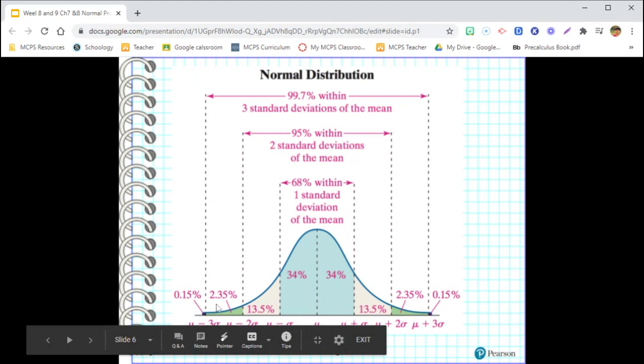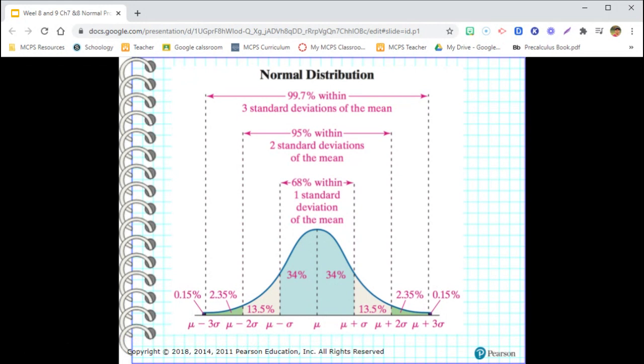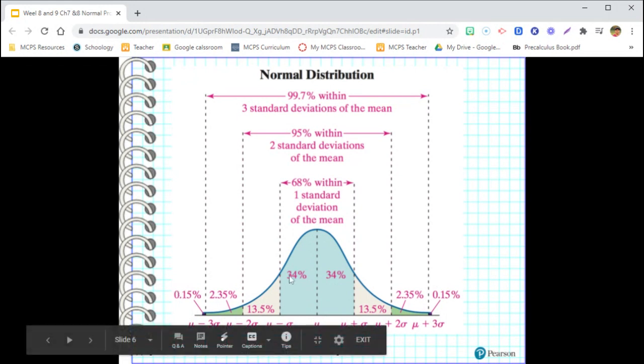Approximately this whole thing, the curve, is going to be equal to 1. Approximately 1. Could be close, could be over, but it's going to be approximately 1. All right.